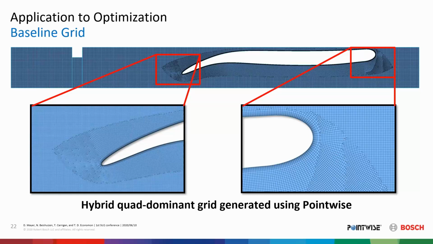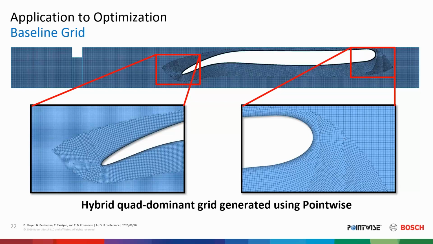So the first thing is the baseline mesh. The baseline grid was generated in Pointwise. It's a hybrid quad-dominant grid, as you can see here on the screen. And there are 2 things that you typically want to consider when you're making a baseline grid for design optimization, where you're going to be doing some mesh deformation.